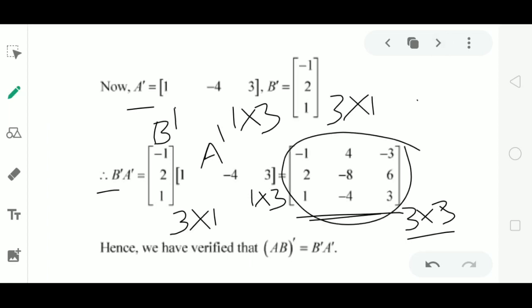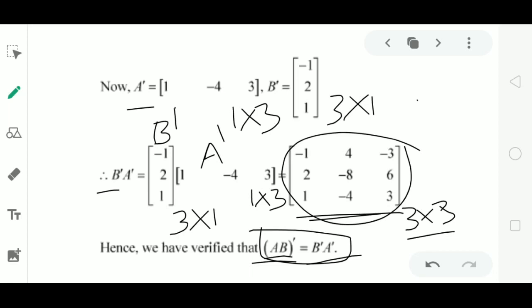Hence, we conclude that AB whole dash is equal to the matrix B dash, A dash. Therefore, this property AB whole dash equal to B dash, A dash is verified. Now observe here, to verify this property, we have to define the matrix AB. That is, we have to find the product of A and B.